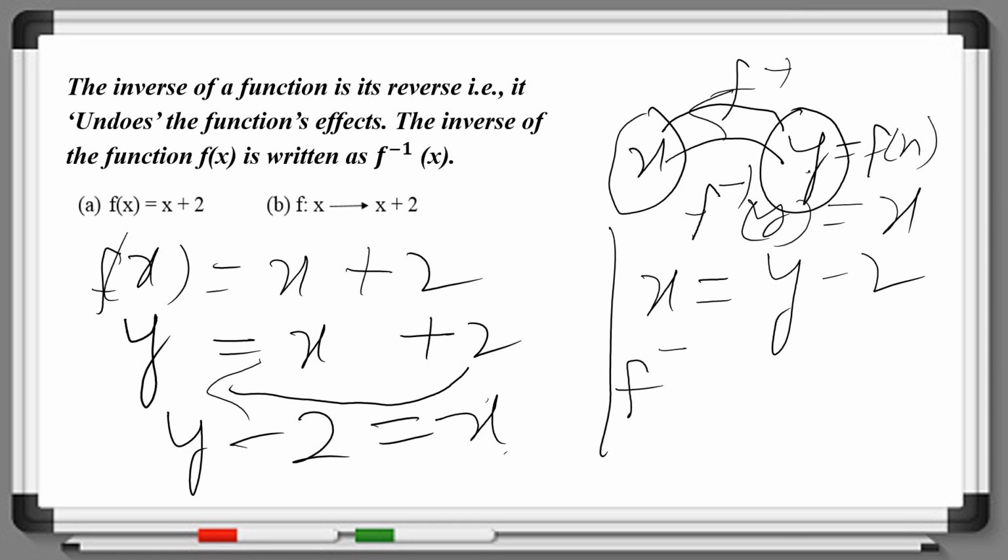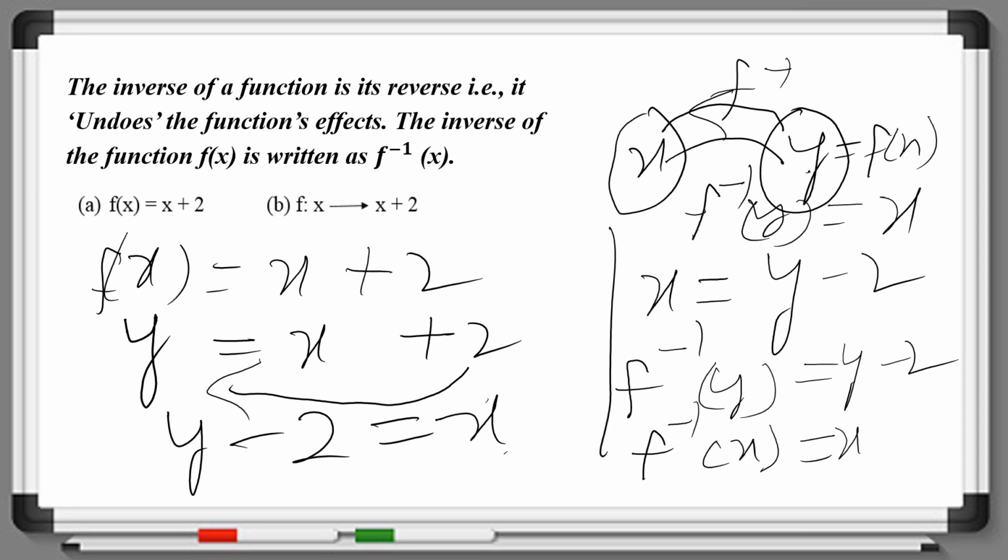So in place of x I can write f inverse of y is equal to y minus 2, and if I replace y by x, f inverse of x is equal to x minus 2. In place of y I have written x. So f of x is equal to x plus 2 is the given function, and its inverse is f inverse of x equals x minus 2.